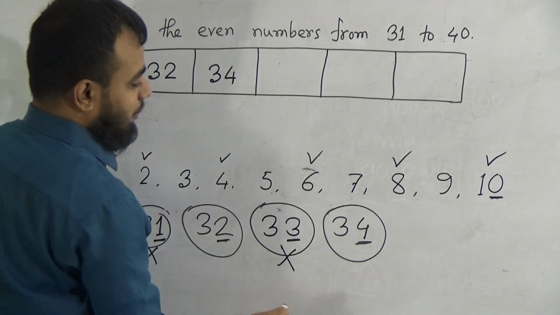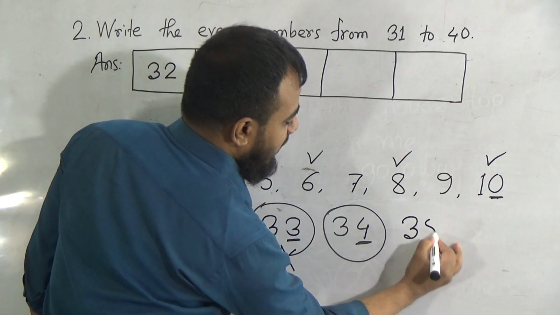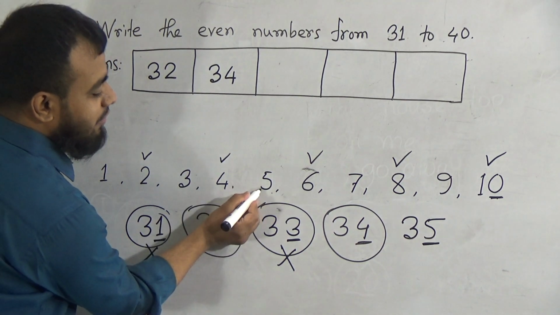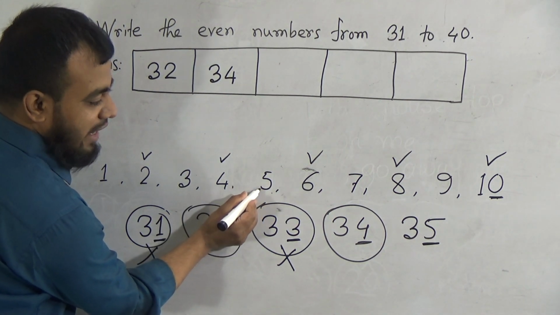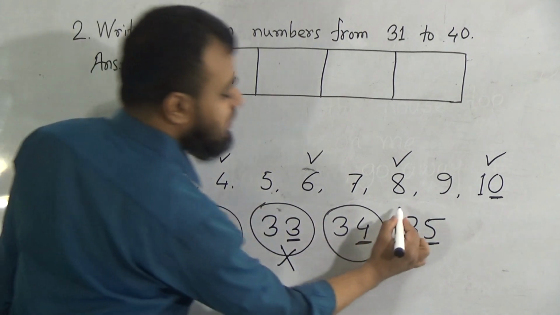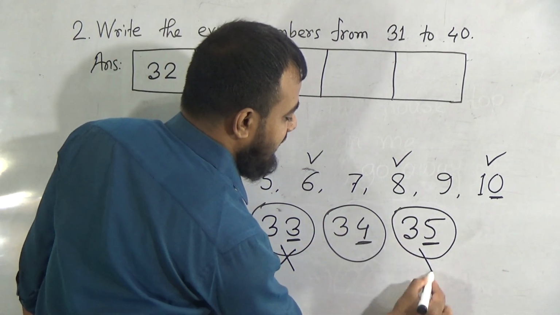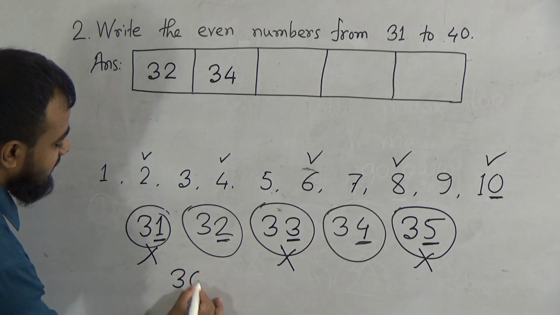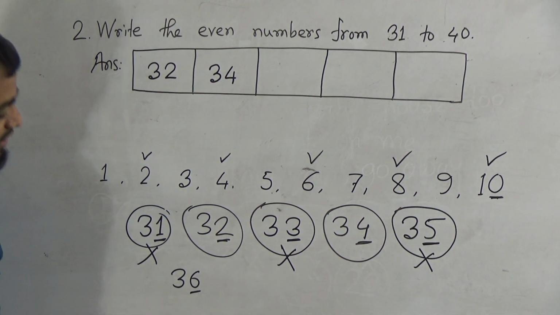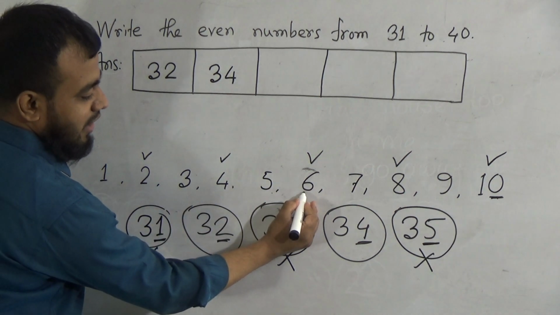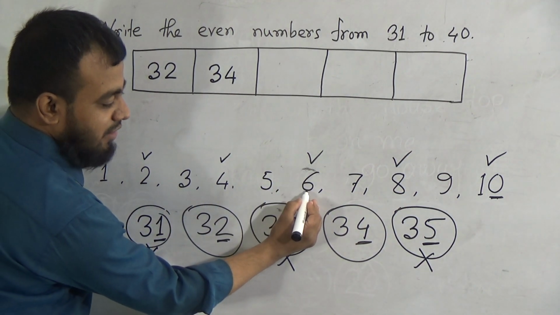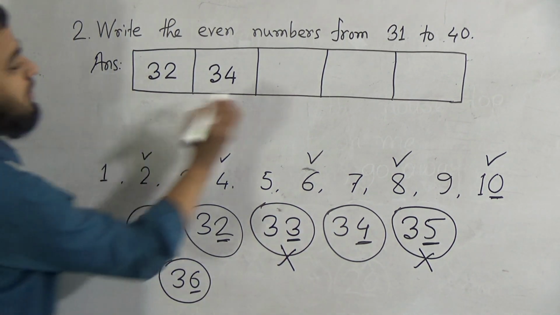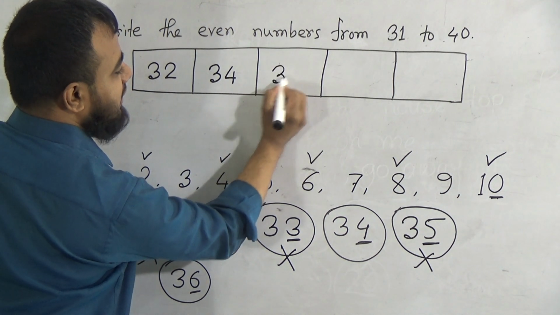Okay. After 34 the number comes which is 35 and 35 has 5 in the ones place and we know that already, my dear students, 5 can't make the pairs. So 5 is not an even number. That means 35 is also not an even number. Okay, after 35 we have the number 36. 36 has 6 in the ones place. That means 6 can make the pair. We already know this one, right? And 6 is an even number. So 36 is also our even number. Our next even number is 36. We should write down 36 in the third blank.